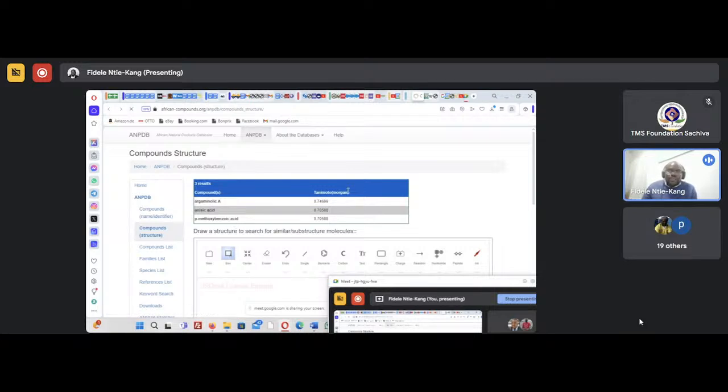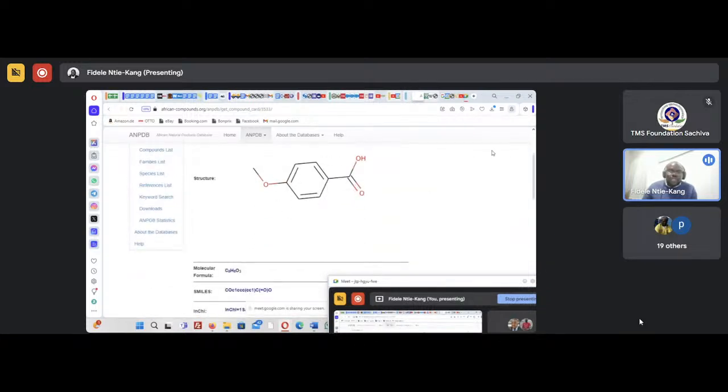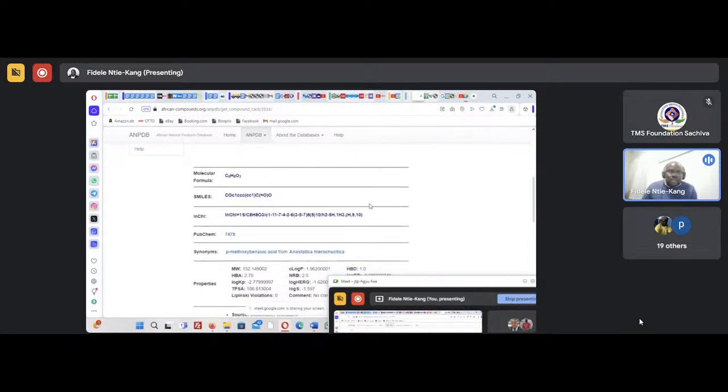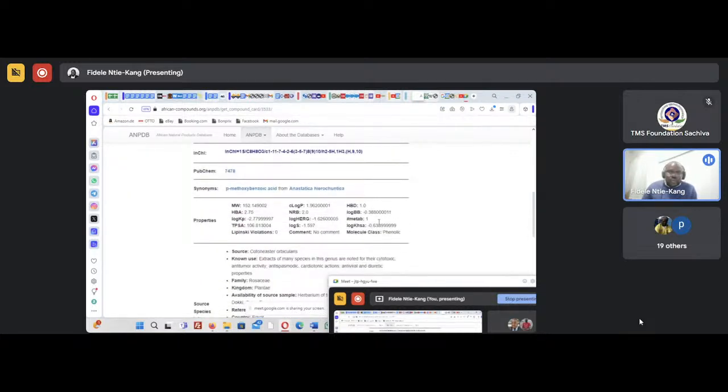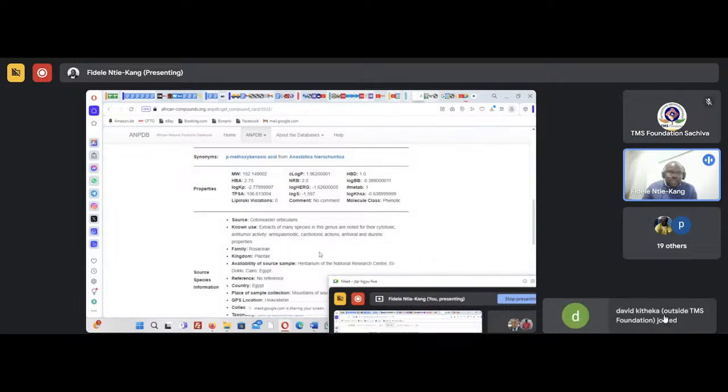For example, this is the other compound. You know, this is very much like aspirin, because it has the same core structure. And we are told it is a phenolic compound, of course, but we were not told the activity of this compound because it was not reported in the literature. But of course, we are told that the extract from this species from which the compound is obtained, and from the genus as well, is known to have cytotoxic effects, anti-tumor activity, antiplasmodial activity, and so on and so forth.